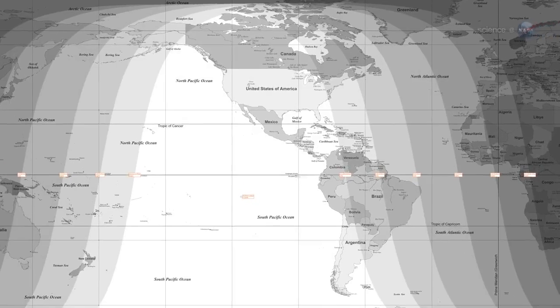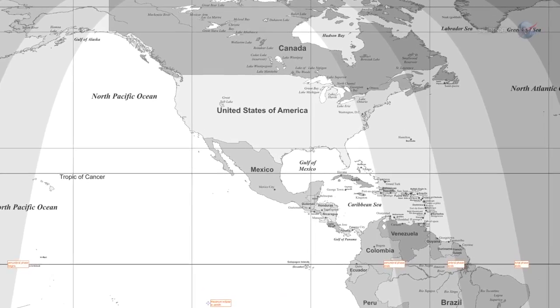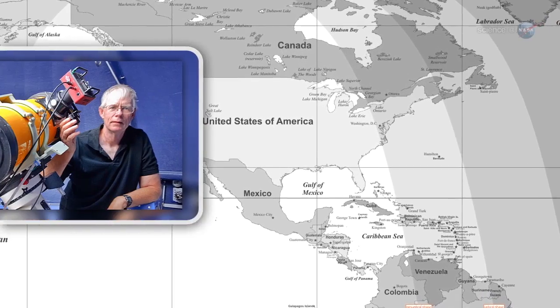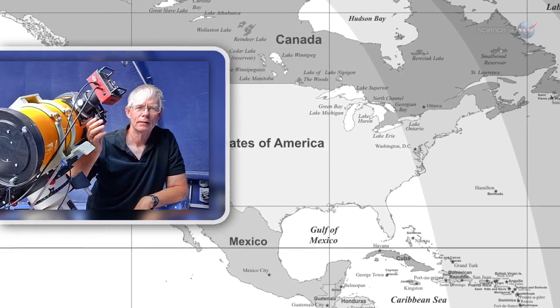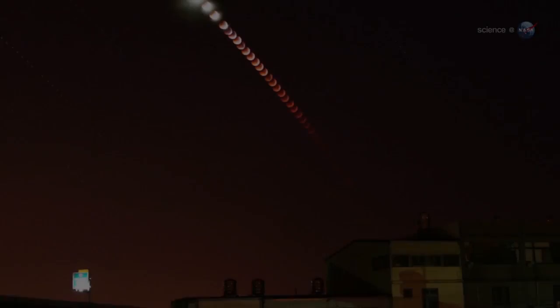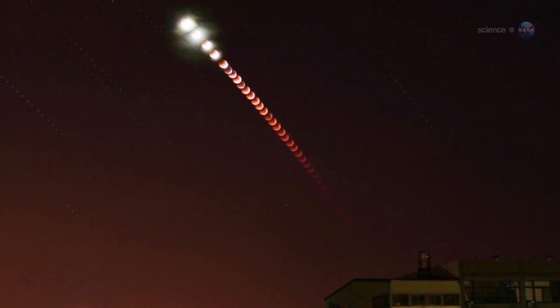The most unique thing about the 2014-2015 tetrad is that all of them are visible for all or parts of the USA, says longtime NASA eclipse expert Fred Espenak. On average, lunar eclipses occur about twice a year, but not all of them are total.